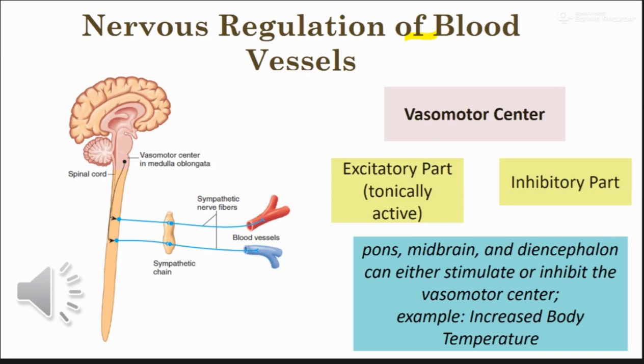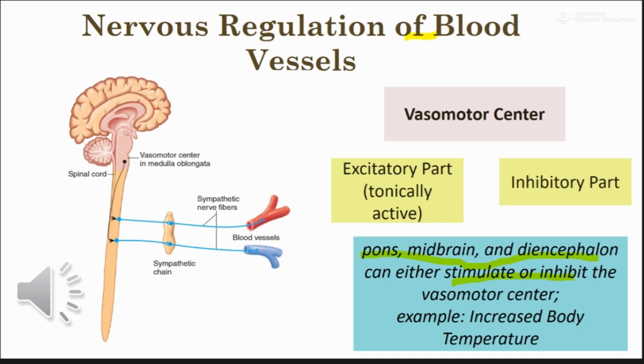Not only is there an excitatory part, but our vasomotor center has an inhibitory part as well. Since it inhibits vasoconstriction, it now induces vasodilation. Areas throughout the pons, the midbrain, and the diencephalon can either stimulate or inhibit the vasomotor center.